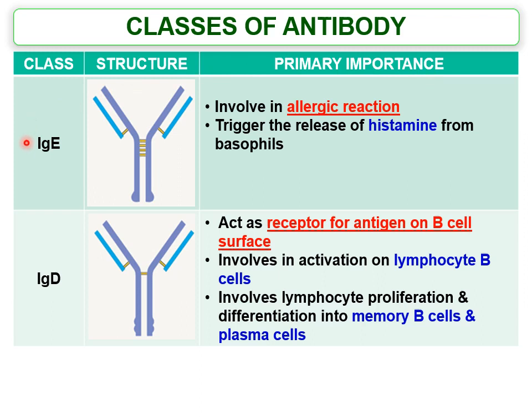Primary importance for class IgE is that it is involved in allergic reaction, meaning that IgE will trigger the release of histamine from basophil. The last class for antibody is IgD. IgD will act as receptor for antigen on B cell surface. Second, it is involved in activation of lymphocyte B cell. And the last primary importance of IgD is that it is involved in lymphocyte proliferation and differentiation into memory B cell and plasma cell.